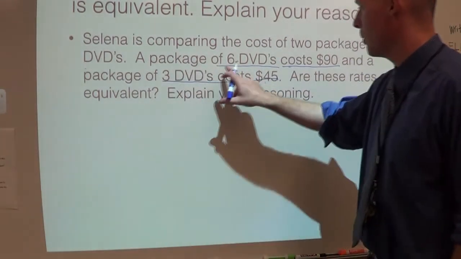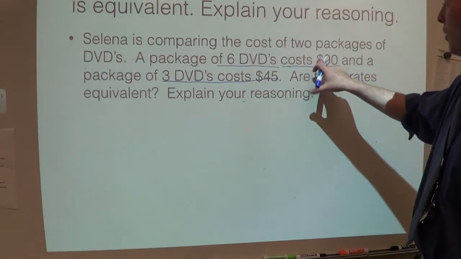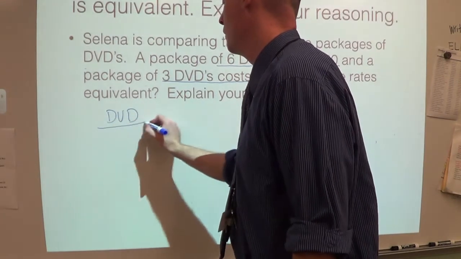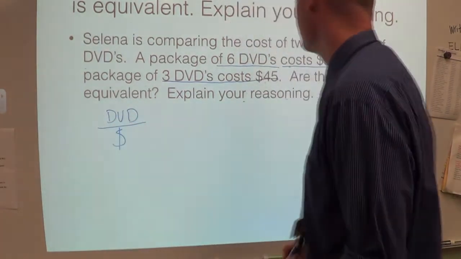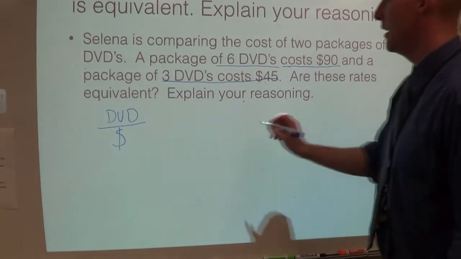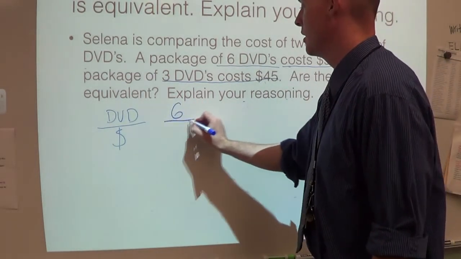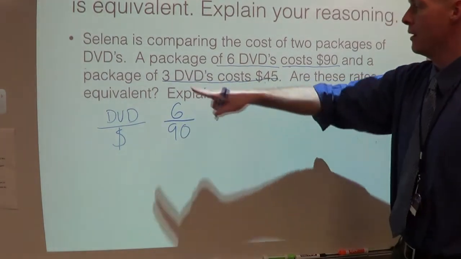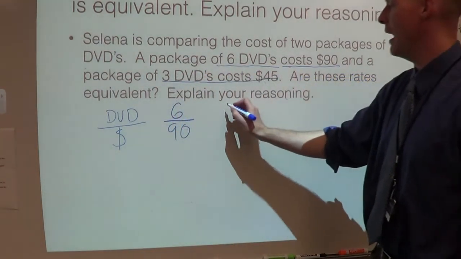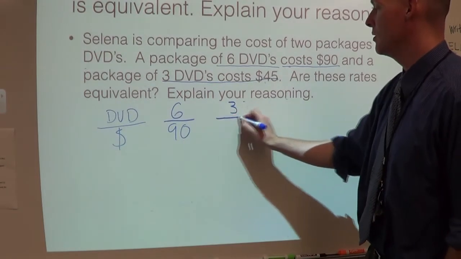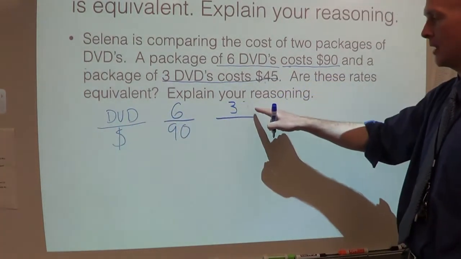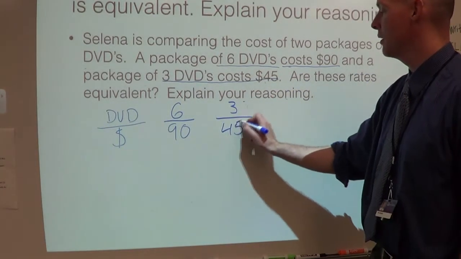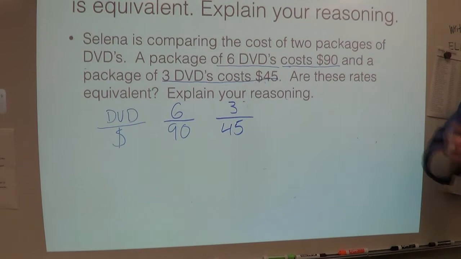We're going to start with word over word. We're going to say DVDs over dollars. DVD over dollar. Okay. And we have 6 to 90. So we have 6 DVDs cost $90. Okay. Then I have 3 DVDs for $45. So I have 3 DVDs. Remember, I'm keeping all the DVDs on the same line. Dollar amount this time is $45. Okay. Are these equivalent? Explain your reasoning.